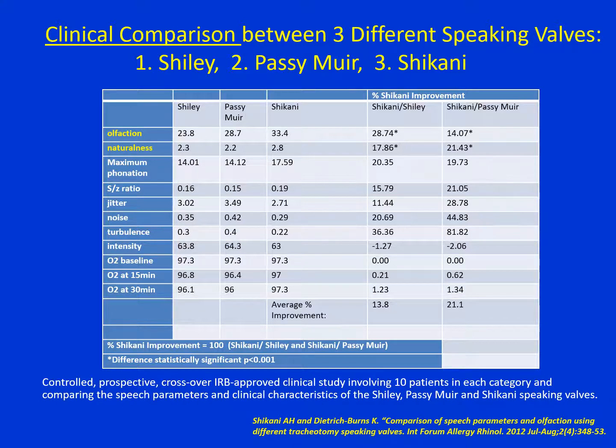The other general speech parameters showed an improvement in favor of the Shikani speaking valve, although it was not statistically significant. The parameters that were assessed were maximum phonation, SZ ratio, jitter, noise, turbulence, and voice intensity. The oxygen saturation showed no difference between the three valves, at baseline, 15 minutes and 30 minutes.